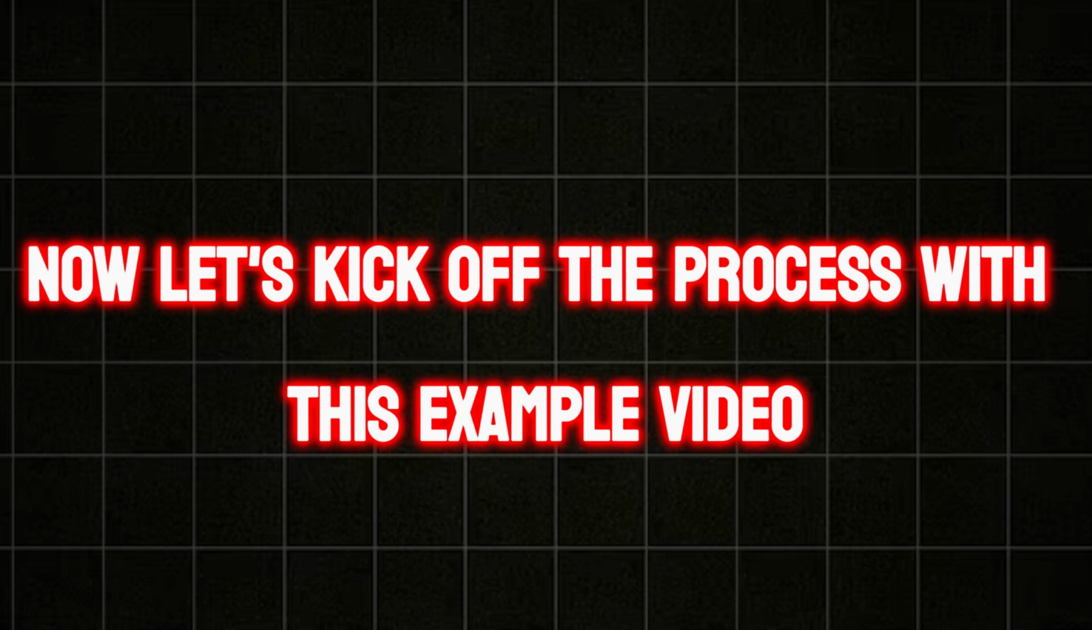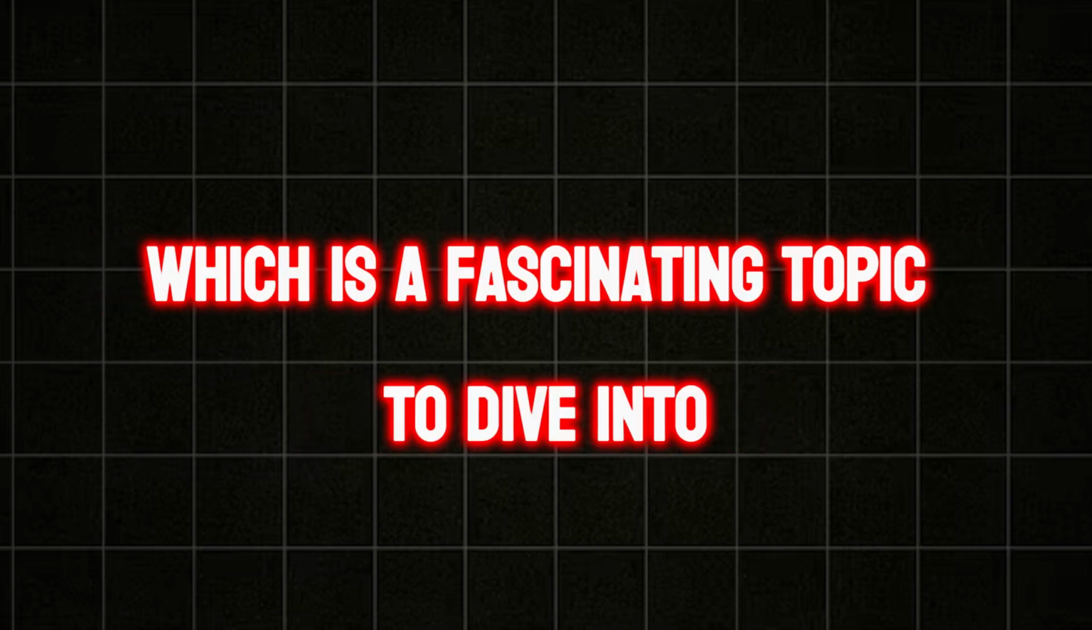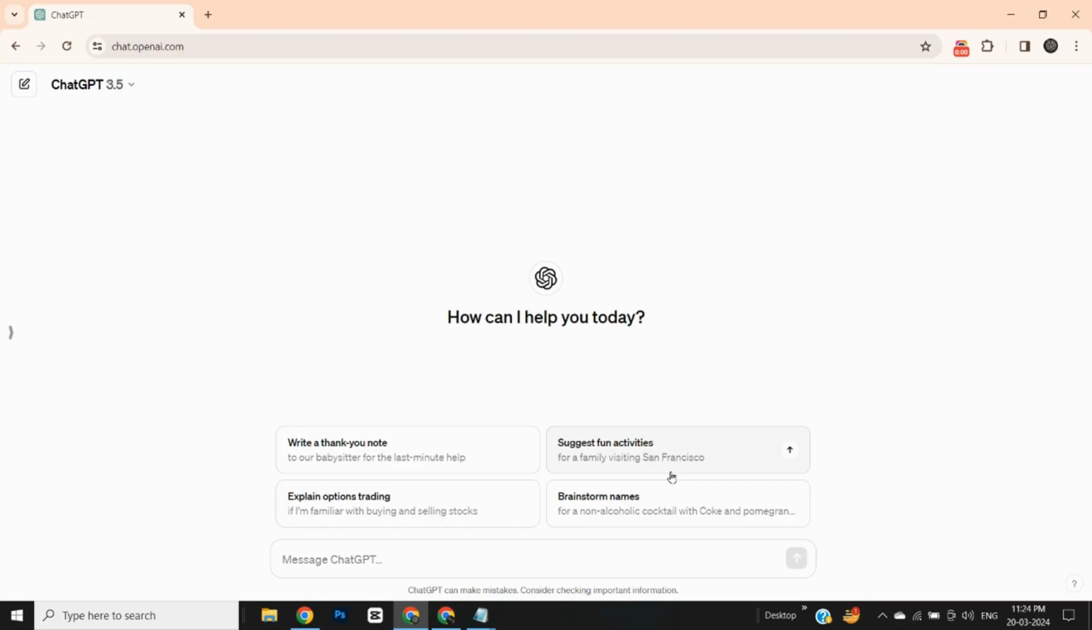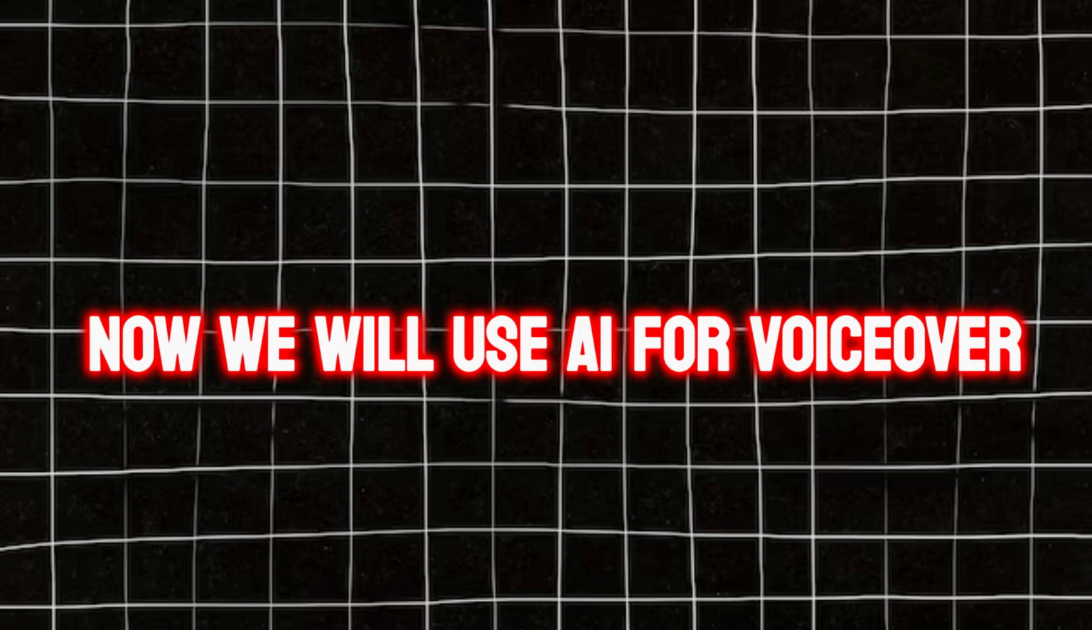With this example video, I will be exploring the question: what if all the trees disappear from the Earth, which is a fascinating topic to dive into. Let's create a script using ChatGPT. Here's how the prompt will be presented. Let's generate it. Now, we will use AI for voiceover.